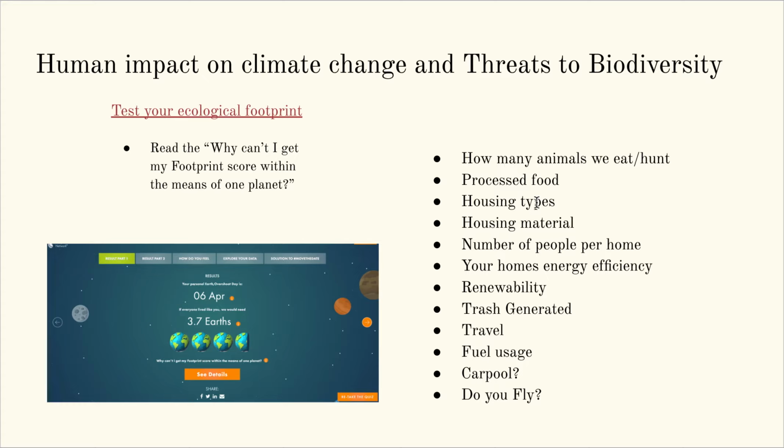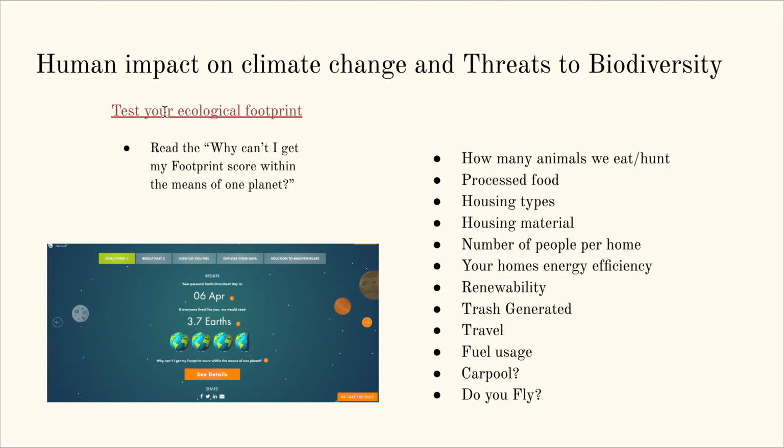Is your home energy efficient? Does it have any sort of renewability? And by renewability, I mean, does it use solar energy, wind power energy? How much trash do you generate? How far do you travel? So, how much fuel are you using when you travel? Do you carpool? So, if you carpool, you cut down on that fuel usage. And do you fly?